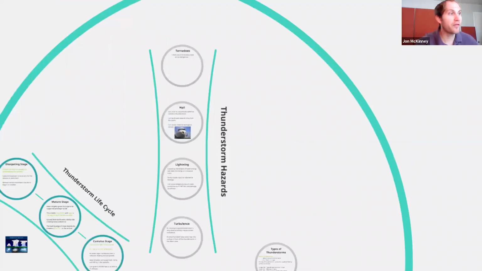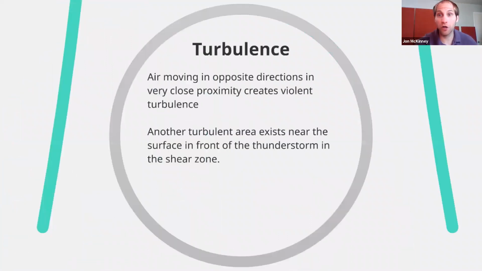Okay, we're moving into thunderstorm hazards. Turbulence. Better tighten your seatbelts, folks. Turbulence: air moving in opposite directions in very close proximity creates violent turbulence.